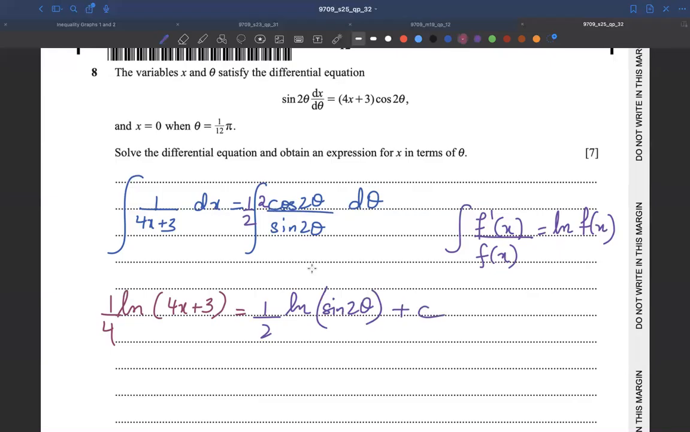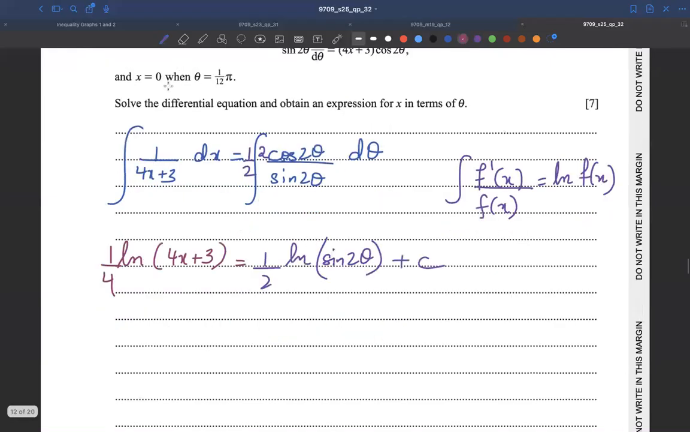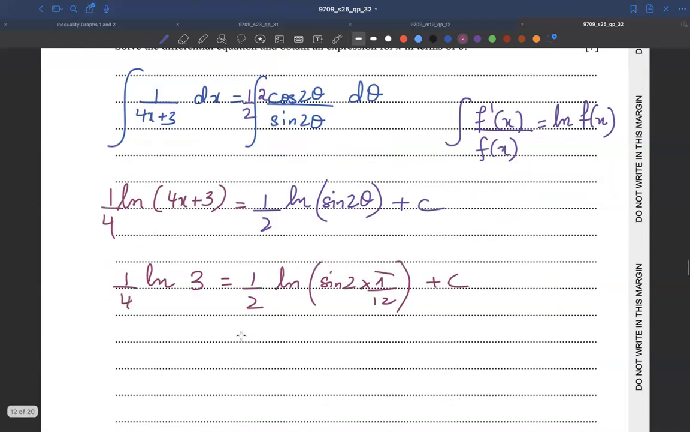Now, once we have done this, we use the initial values to find the value of c. X is 0 and theta is pi by 12. So we'll get 1 upon 4 ln of 0 plus 3, which is 3, equals half ln of sine 2 times pi by 12 plus c. So sine 2 times pi by 12 will become pi by 6, and sine pi by 6 is half. So you'll get half ln of half plus c is equal to 1 upon 4 ln of 3.